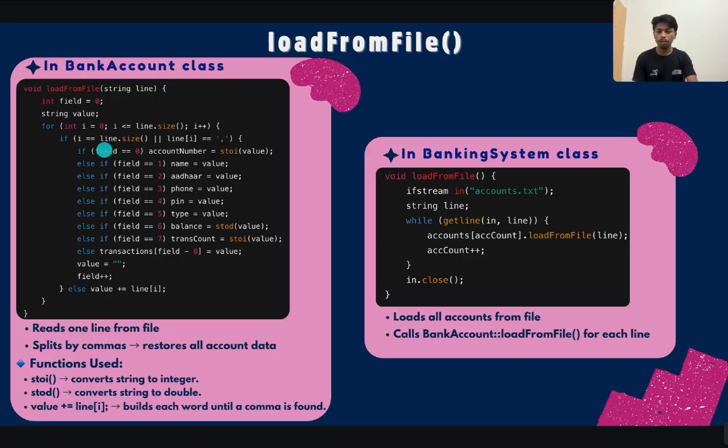Once a complete value is collected, it assigns it to the correct variable using the stoi function and stored functions. For example, field equal to 0 is assigned to account number, then field equal to 1 to name, then 2 Aadhaar, then 3 phone, and so on. After storing each field, it clears value and increments field by 1.